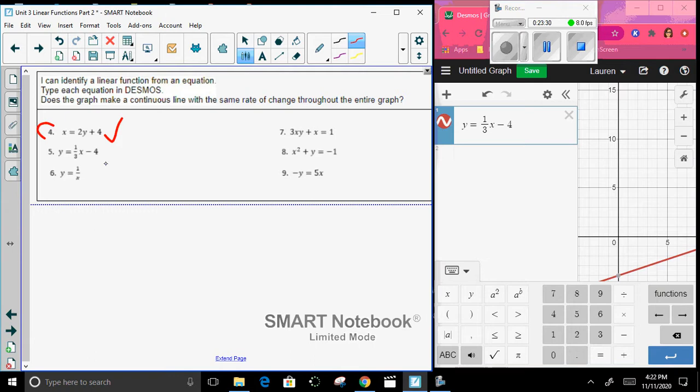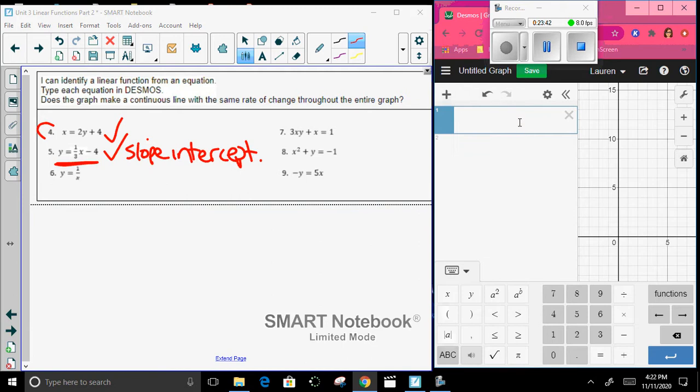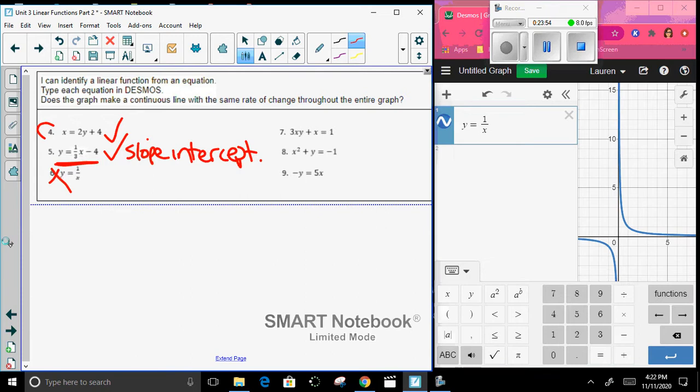What form is this one in? That one is in slope-intercept form. Hopefully you realize that. The first one isn't in any specific form at all. All right, let's look at that next one. So y equals 1 divided by x. Ooh, does that make a line? No, that certainly does not. So that is not linear.